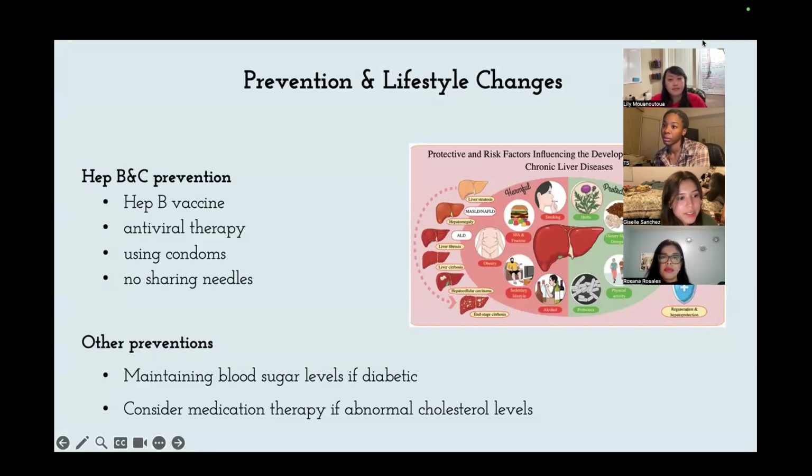Lastly, other preventions target the risk factors. So it would be Hep B and C prevention, which includes getting the Hep B vaccine. If you do have chronic Hep B, antiviral therapy is recommended because it reduces the risk a lot. And for Hep C and B, use condoms, don't share needles, and avoid blood pathogens. Other preventions would be maintaining blood sugar levels if diabetic and considering medication therapy if there are abnormal cholesterol levels.